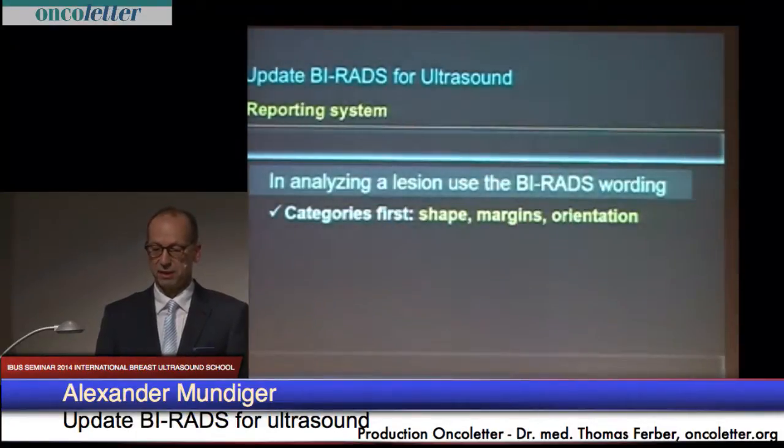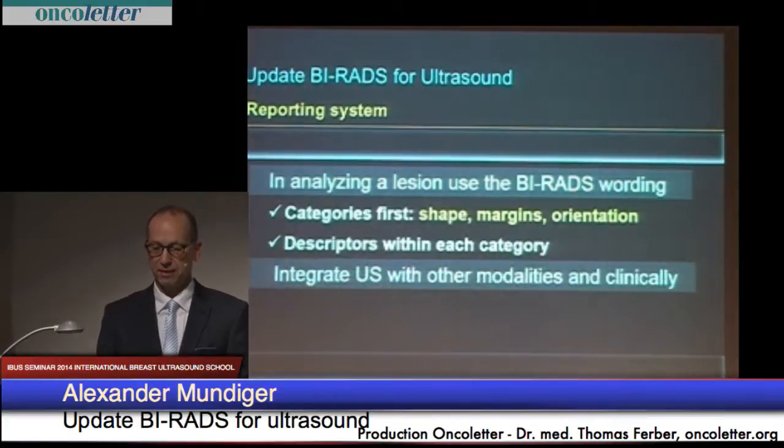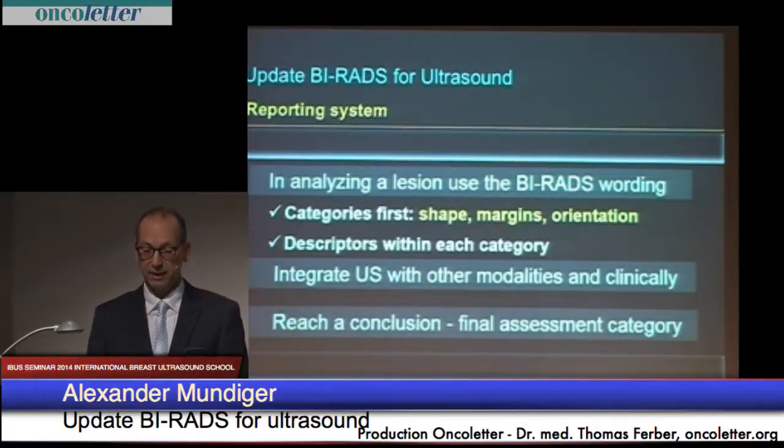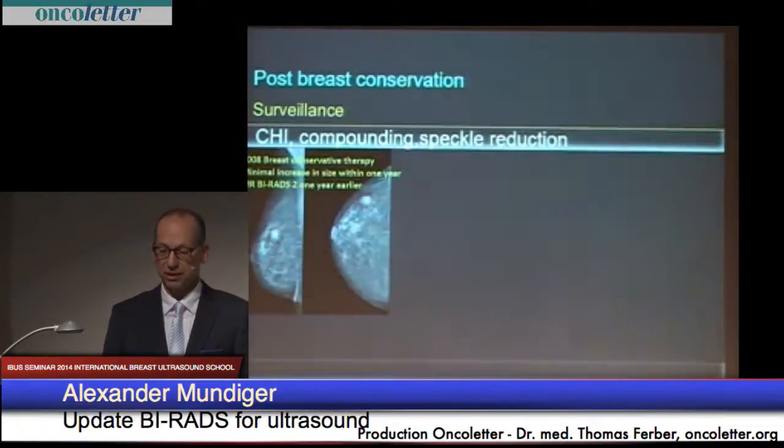Reporting system. If you are analyzing a lesion, you should start with shape, margins and orientation of a mass, for example. So first use the category, then use the descriptors, and integrate ultrasound with the other modalities and clinically. And finally, you have to come again, like in the old versions, to a final assessment category and a recommendation.